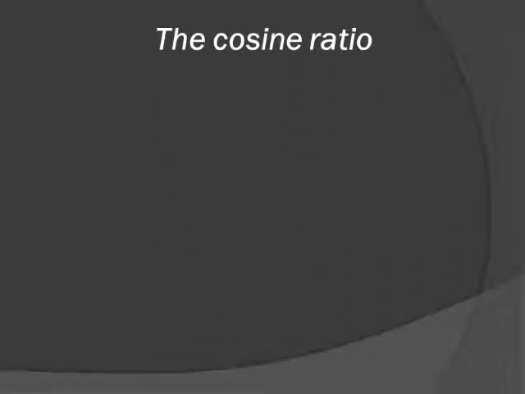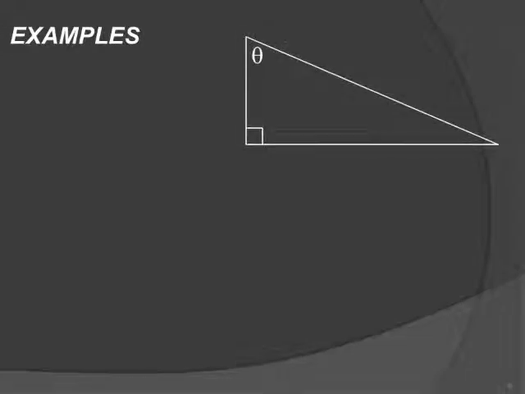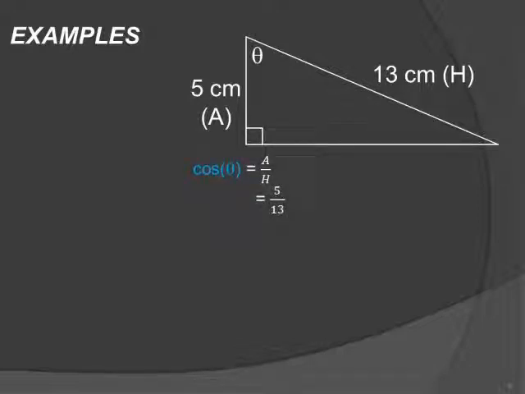The cosine ratio. The cosine ratio is defined as the ratio of the adjacent to the hypotenuse, so A over H. Let's look at some examples. Here we have a triangle, hypotenuse of 13, an adjacent of 5, so cos of theta is A over H, which is 5 over 13.